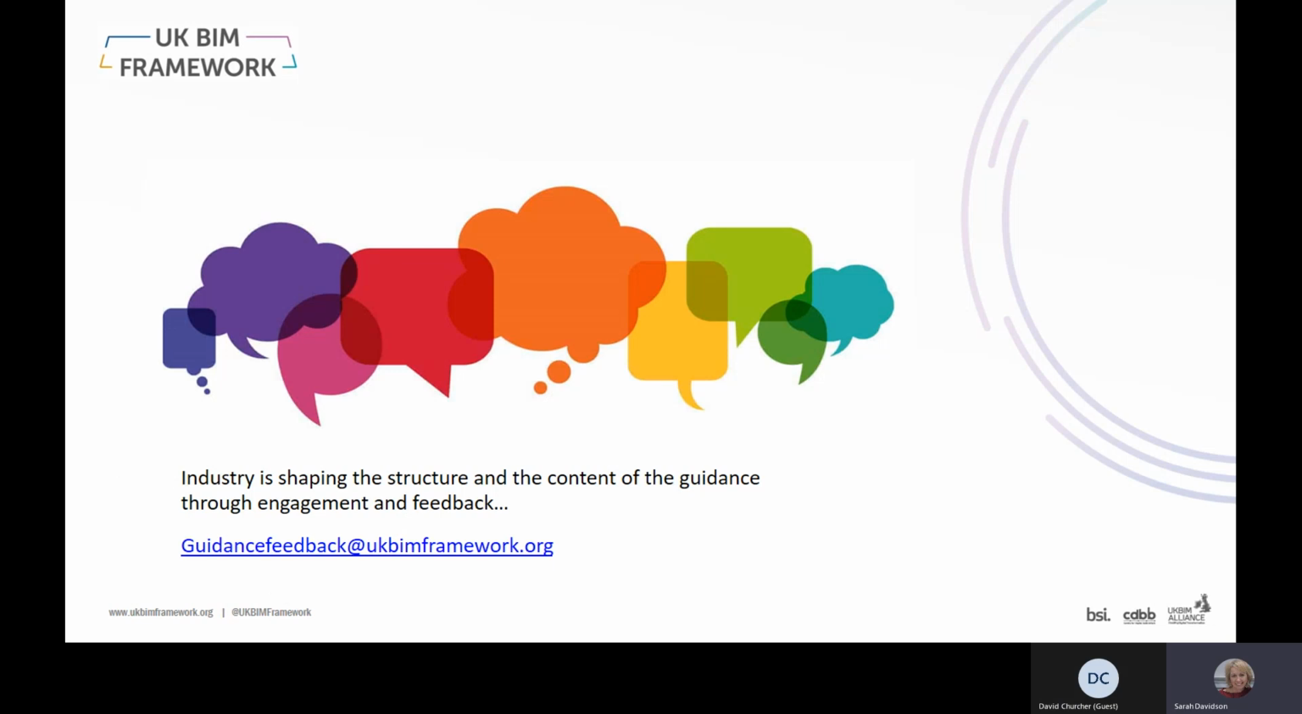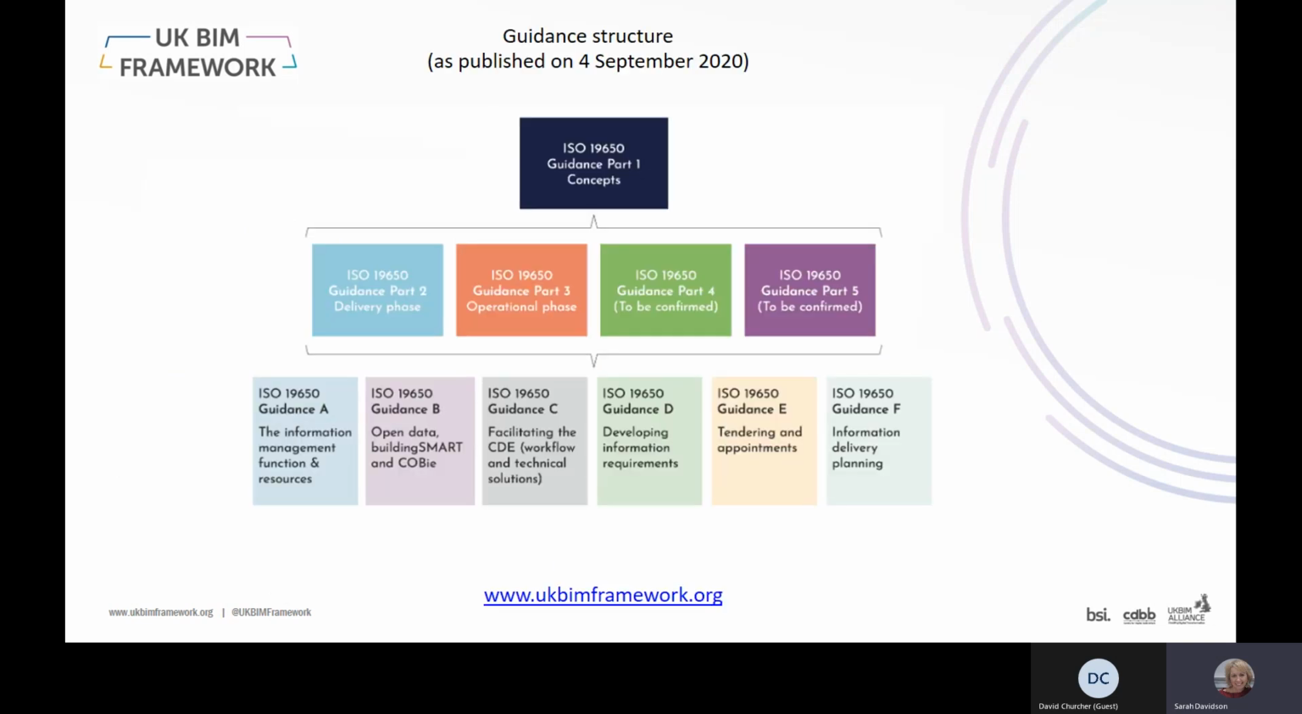unwieldy, and some of the key feedback from industry was that we needed to make the guidance more accessible. So in July of this year, we developed a new guidance structure that you can see here. We now have Part 1 guidance setting out the concept of the ISO 19650 series overall. Part 2 guidance considers the specific requirements of ISO 19650 Part 2, and Part 3 guidance, which has only recently been released, is starting to explain the requirements of ISO 19650 Part 3.